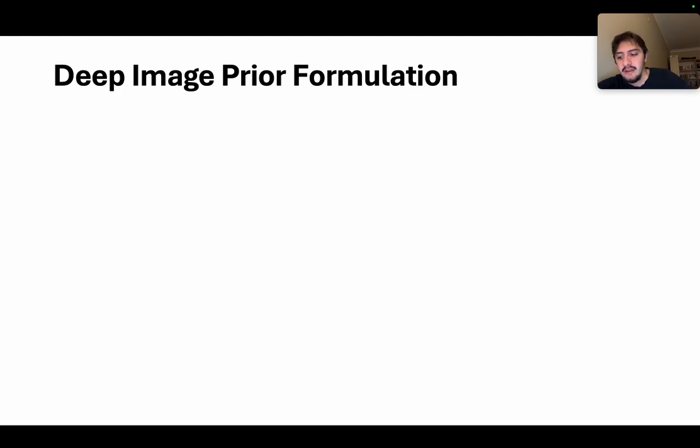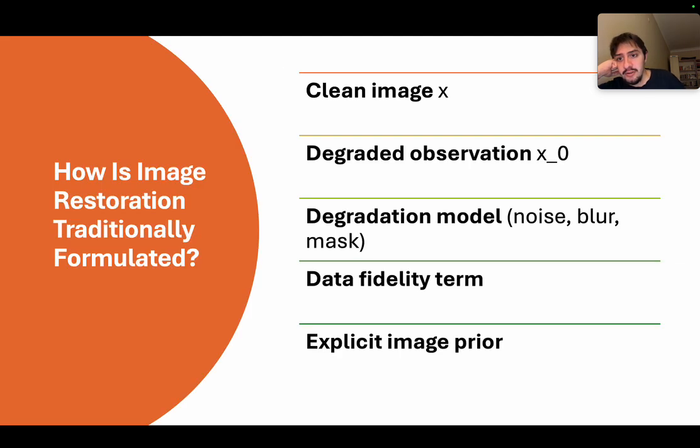Let's talk about the deep image prior formulation. That's crucial. First of all, how is image restoration traditionally formulated? Mathematically, deep image prior represents the clean image as an output of a neural network. Instead of directly optimizing image pixels, the image is parameterized as x equals f_theta(z), where f_theta(z) is a convolutional network and z is a fixed random noise input.